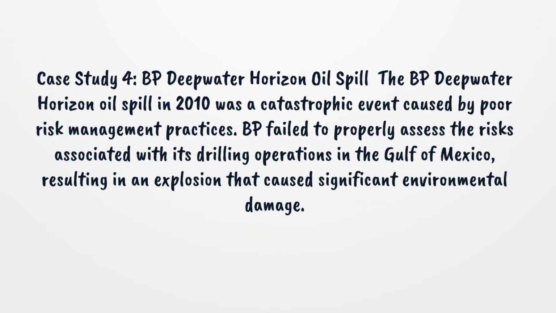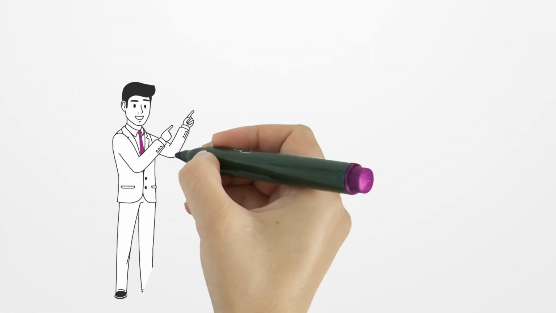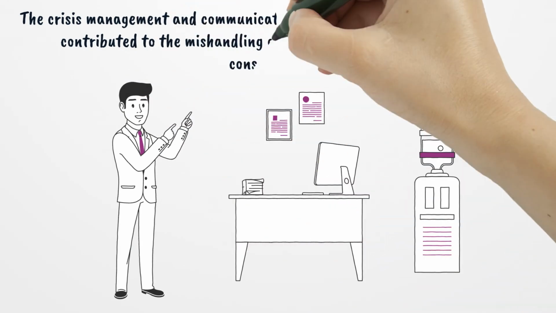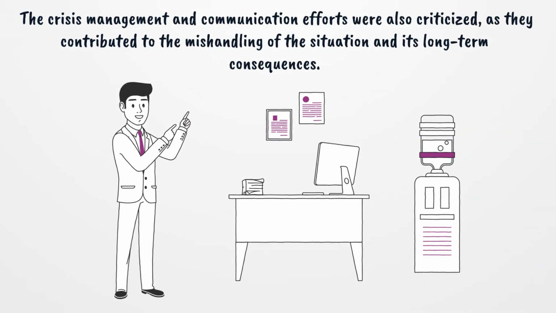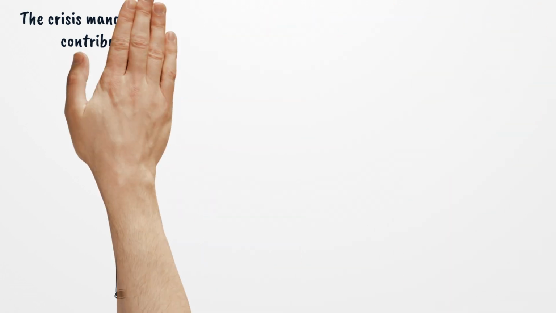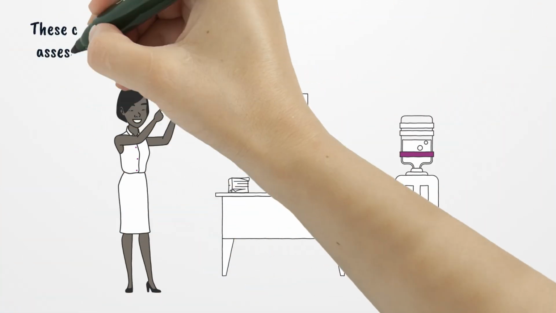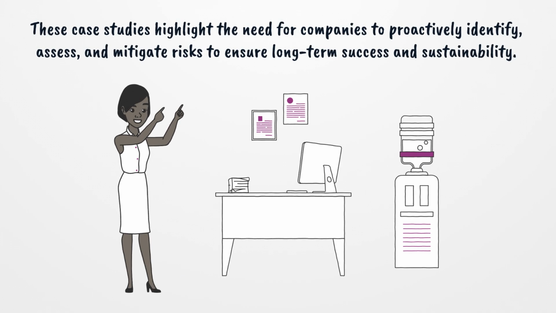Case Study 4, BP Deepwater Horizon oil spill. The BP Deepwater Horizon oil spill in 2010 was a catastrophic event caused by poor risk management practices. BP failed to properly assess the risks associated with its drilling operations in the Gulf of Mexico, resulting in an explosion that caused significant environmental damage. The crisis management and communication efforts were also criticized, as they contributed to the mishandling of the situation and its long-term consequences. These case studies highlight the need for companies to proactively identify, assess, and mitigate risks to ensure long-term success and sustainability.